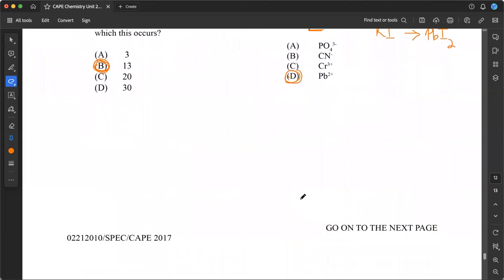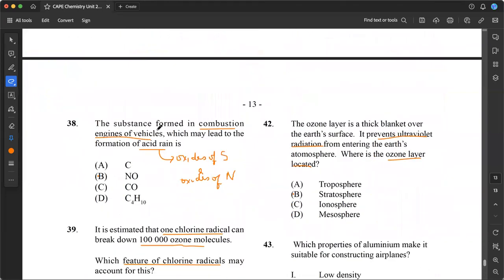And we are moving along to 38. 38 says a substance formed in combustion engines of vehicles, which may lead to the formation of acid rain, is... So we know that acid rain is formed from the oxides of sulfur or the oxides of nitrogen. So we're looking for an oxide of nitrogen or sulfur here because that's what would form acid rain, okay? So it's not going to be A. B, we see that B is an oxide of nitrogen, so that would be it. Neither of these would form acid rain. It's only oxides of nitrogen or oxides of sulfur. So 38 is B.